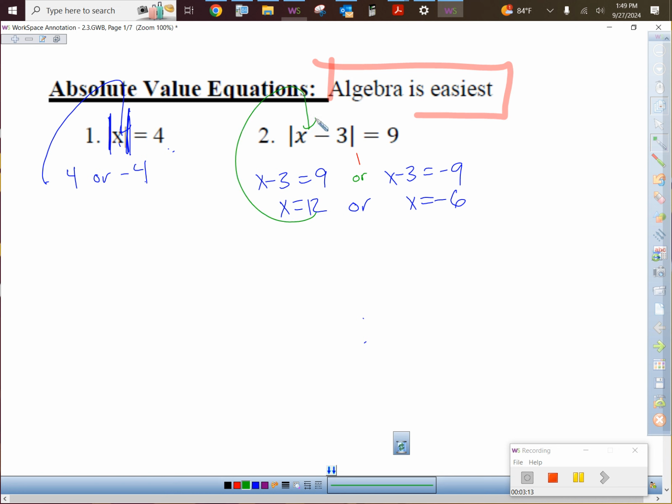I don't know what your Algebra 2 teacher did. They used to make you write out the check. I do not make you write out all your check, but you have to check. Sometimes these answers don't check. So if I put 12 in here, 12 minus 3 is 9. If I take the absolute value of that, do I get 9 back? So this guy checks. And if I put negative 6 in here, negative 6 minus 3 is negative 9. The absolute value of that, is it also 9?